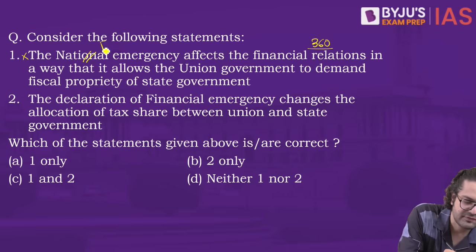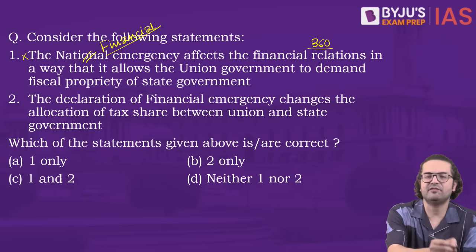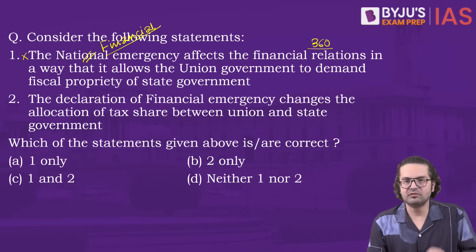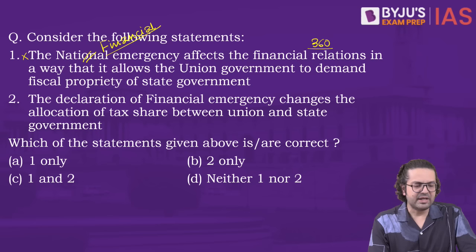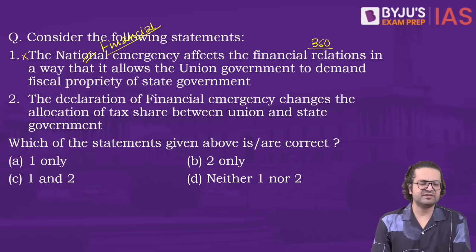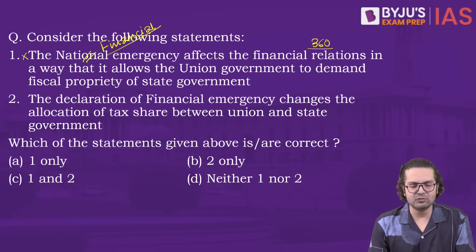It is financial emergency where the center will ask the states to follow canons of financial propriety. Rules of financially good behavior. Don't waste money. Number 2, the declaration of financial emergency changes the allocation of tax share between union and state government.